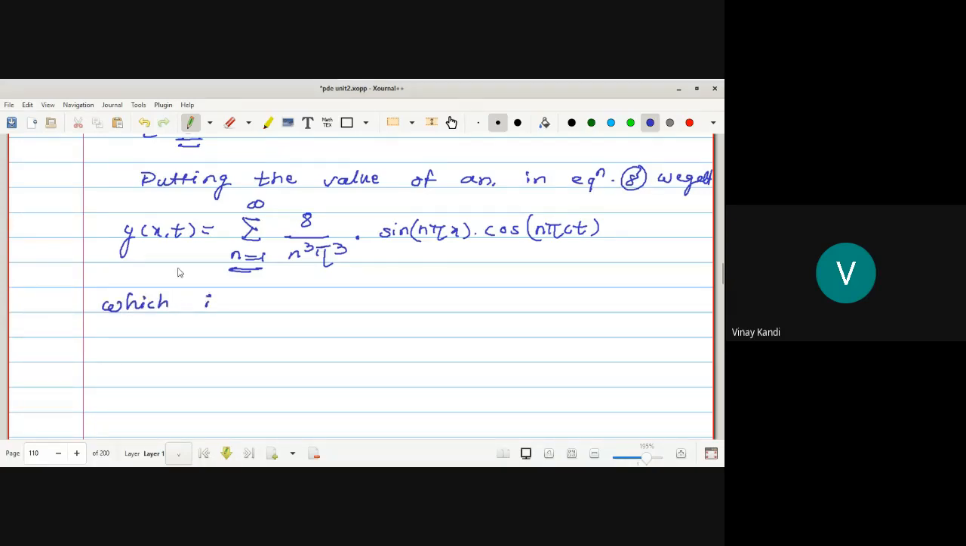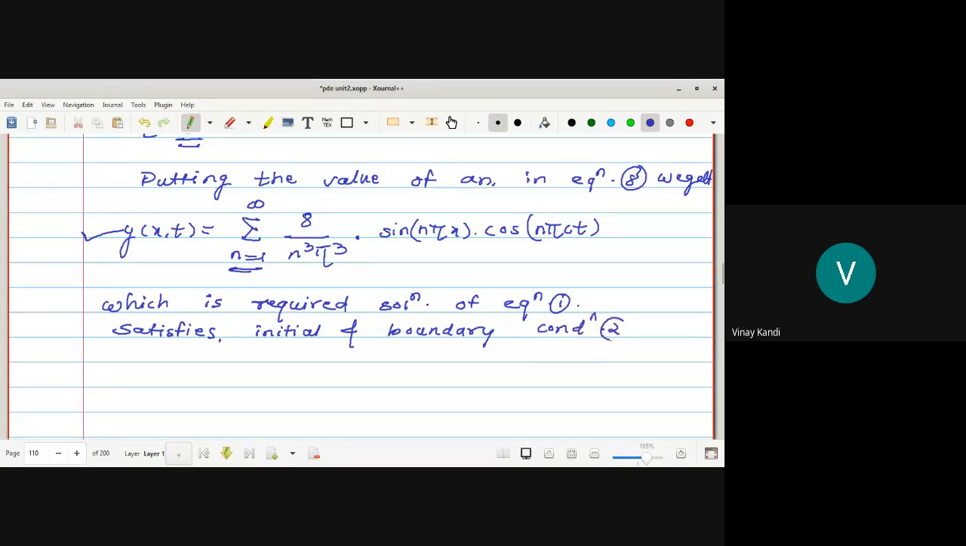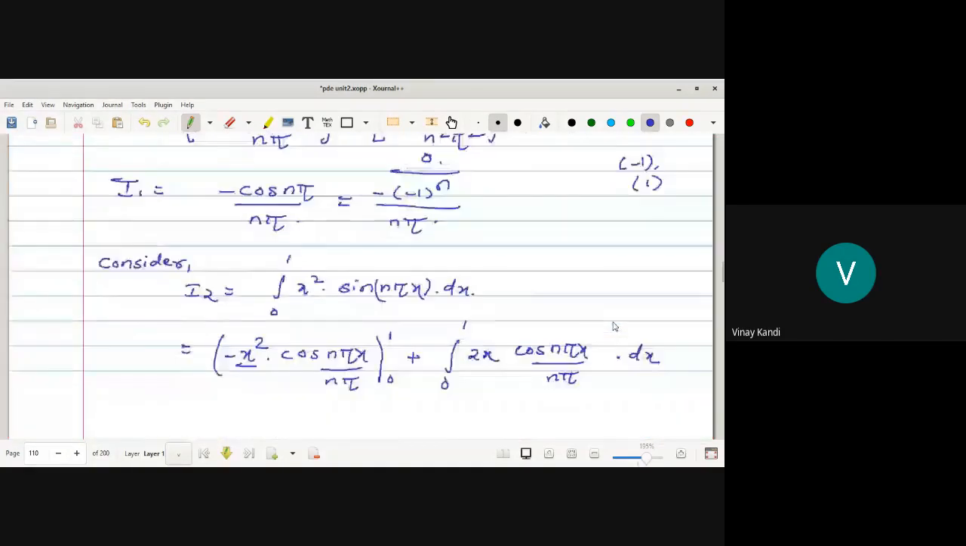The initial condition has changed, so the whole solution has changed. So this is the required solution of equation 1 which satisfies the initial and boundary conditions 2 to 4. Okay, any doubt? Okay, see whether everything was done properly.